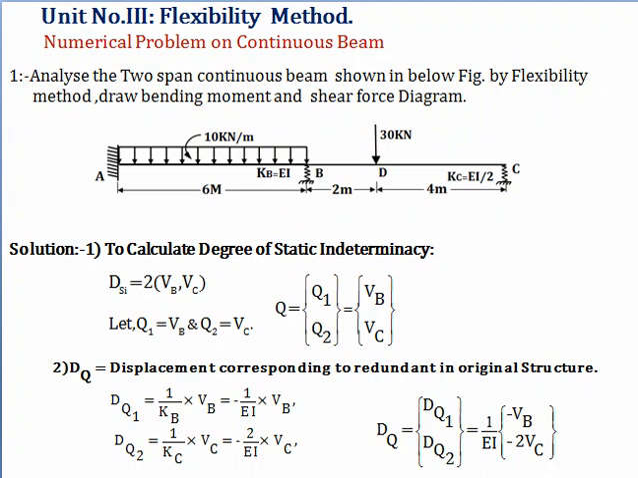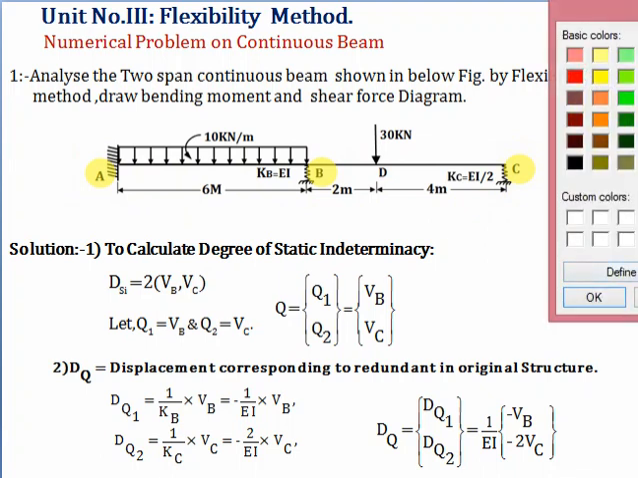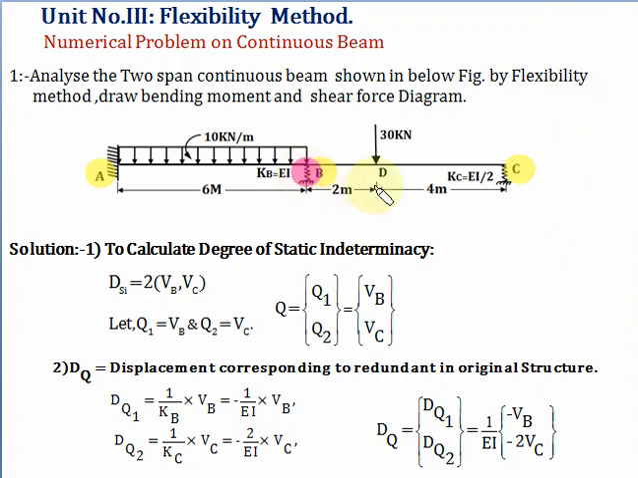So in this numerical, the continuous beam A, B, C, at support B, they have provided the spring support, and also at C, they have provided the spring support. And member AB is loaded with a uniformly distributed load of 10 kN per meter. The length of member AB is 6 meter, and member BC is loaded with a point load of 30 kN at a distance of 2 meter from support B, and the total length of member BC is 6 meter.